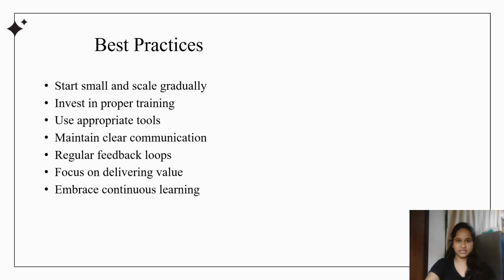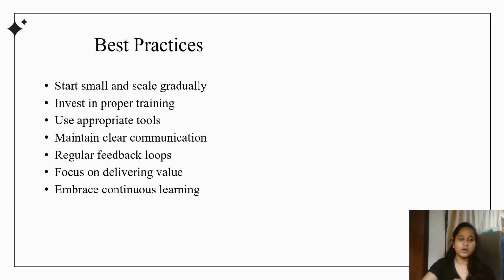Coming to the best practices of Agile, here we have start small and scale gradually, invest in proper training, use appropriate tools, and maintain clear communication. We know that communication is key. So we have to make clear communication between the stakeholders and the developers so that the product will be good. We also have to have regular feedback loops, which help to improve our product.